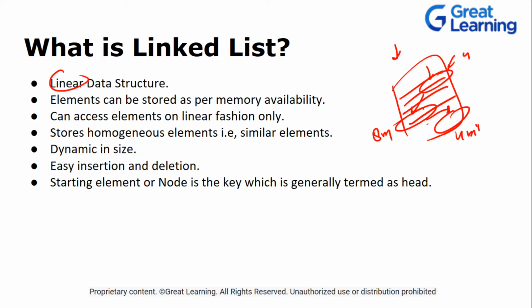Now elements can be accessed in a linear fashion. Now what do you mean by this thing? There are nodes. There's a term called node. Now what is this node? This is nothing but it contains two data parts, right?